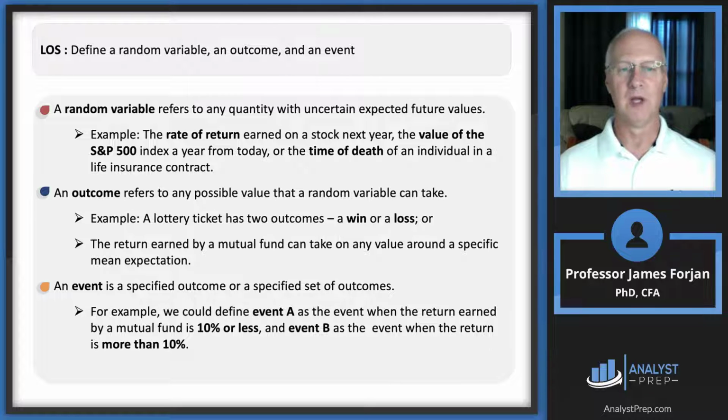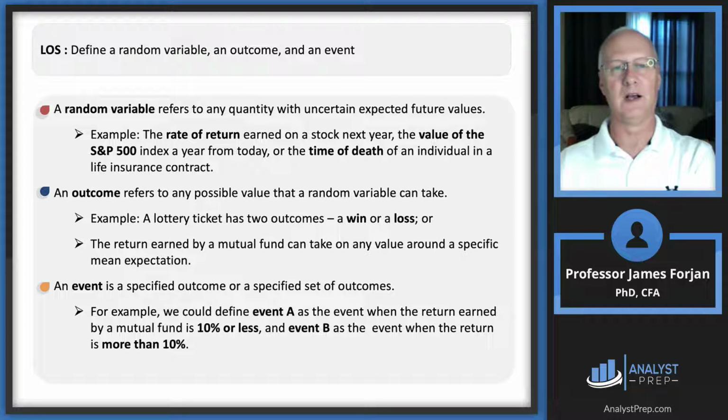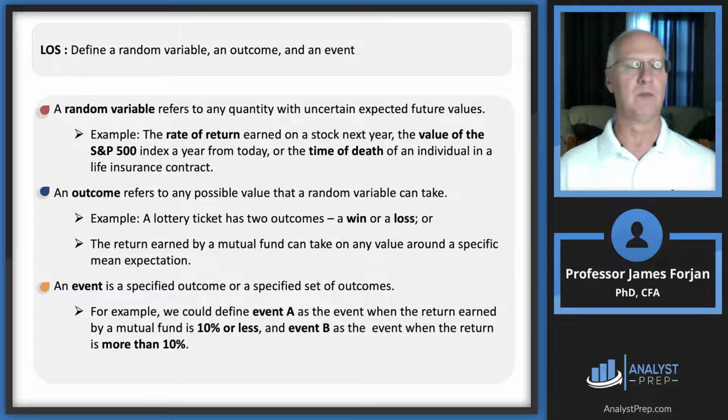An outcome refers to any possible value that a random variable can take, right? Time of death could be 2040. For me, it could be S&P 500 increases by 22%. Rate of return on a stock could be 16% or minus 22%. And then an event is a specified outcome or a specified set of outcomes.